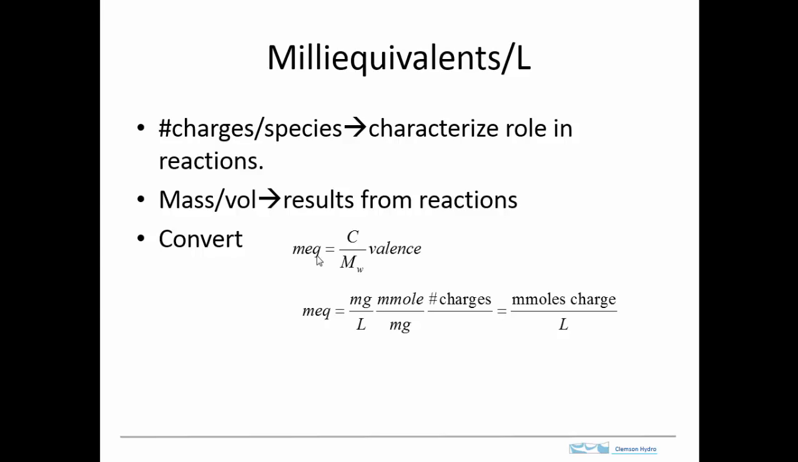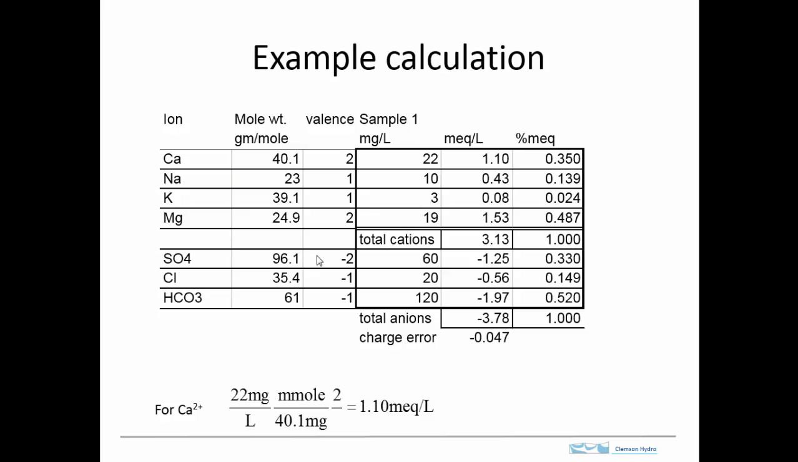Okay, the milliequivalents are going to be important because that's the basis for the reactions of ionic species. And then we're going to use that kind of concentration to understand how the water is behaving. So here's a simple spreadsheet where we've got some water samples. Here are the cations and here are the anions, and these are the concentrations that we've got from the laboratory. And I wanted to convert them to milliequivalents and then percent of milliequivalents.